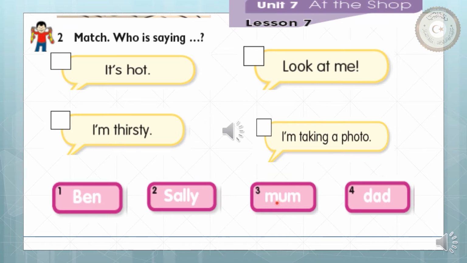I am riding a camel. It's very big. Okay. Dad is taking lots of photos of us all. Look at number 2 here. I'm thirsty.